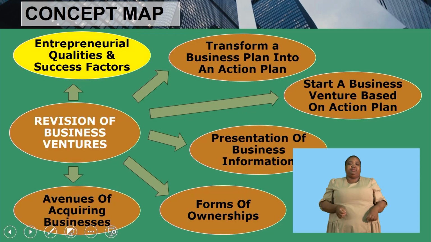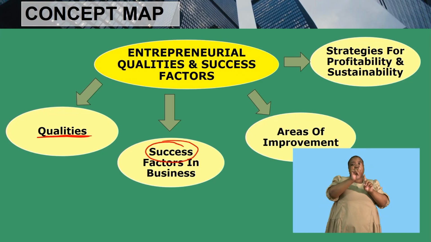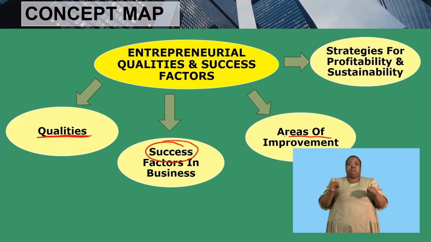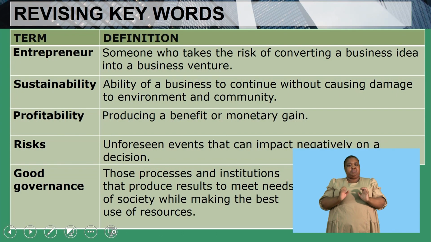Now let's look at the first one, which is called entrepreneurial qualities. You must know the different qualities that are needed in order for an entrepreneur to be successful. Then we must also look at the success factors that contribute towards ensuring that the business remains profitable. You must also be able to look at the areas of improvement that businesses can look at to make sure that they grow. Then we also have the strategies for improving profitability and sustainability.